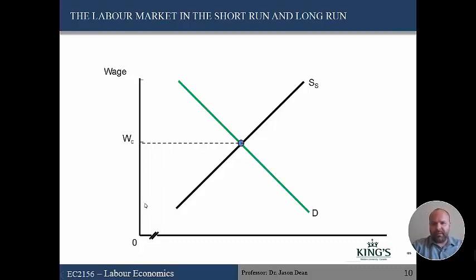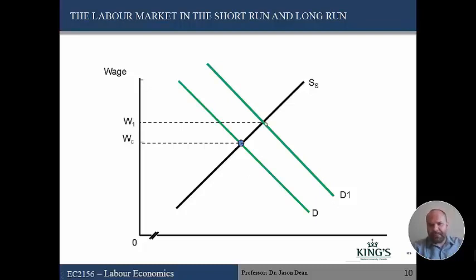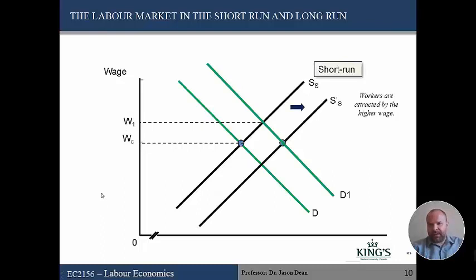So here we have the demand and supply for labor. Here's our competitive equilibrium wage. Now let's suppose that because of an increase in the demand for the product, there's an increase in the demand for workers. That could drive up the wage to W1, so in the short run we could see an increase in the wage, but that would entice workers to go into this labor market because of the higher wage. The wage is higher than the competitive equilibrium.